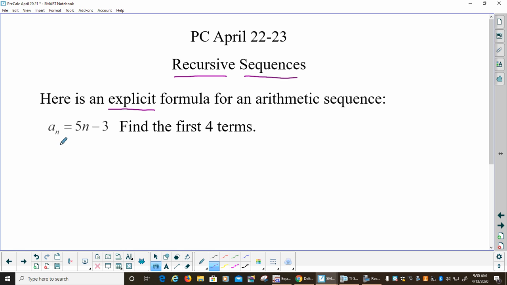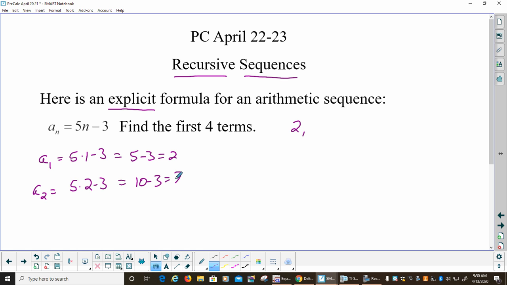So here goes. If it says generate the first four terms, the first thing you're going to do is find a sub 1. N is 1, so you're going to fill in the 1 there. 5 times 1 minus 3, so that's 5 minus 3 is 2. So the first term in your sequence is 2. Then to find a sub 2, you're going to fill in a 2. This is a 2, that's a 2. I know this may sound a little tedious, I'm just being super thorough. 10 minus 3 is equal to 7, so the second term in your sequence is 7.